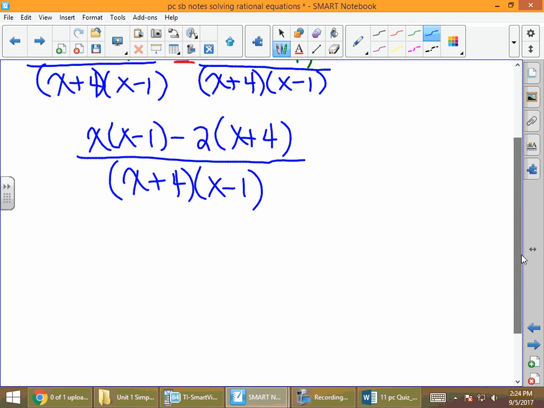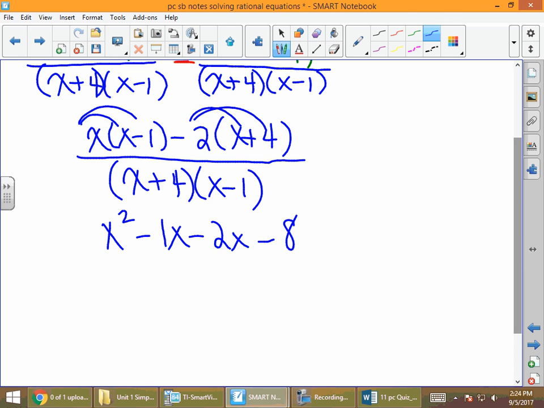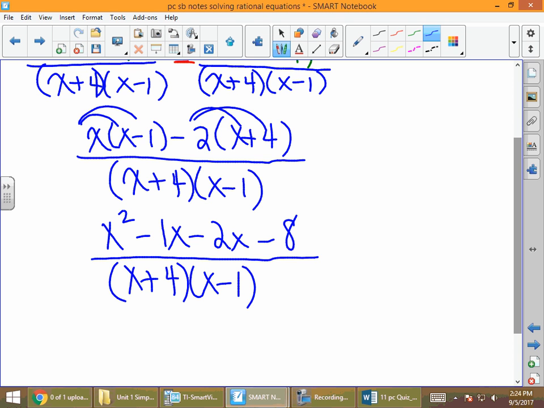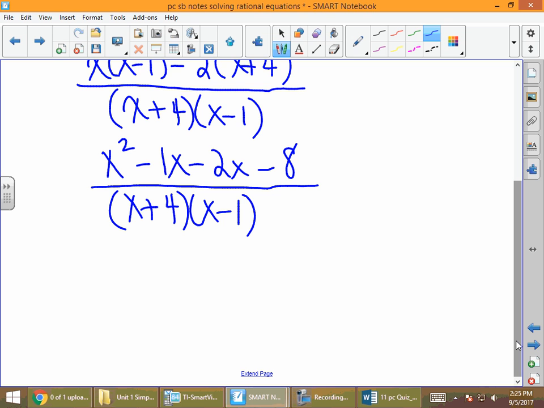Well, our distributive property gives us x squared minus 1x. No, you don't have to write the 1. Minus 2x minus 8. All divided by x plus 4 and x minus 1. Well, we simplify a little bit more, we get x squared minus 3x minus 8.